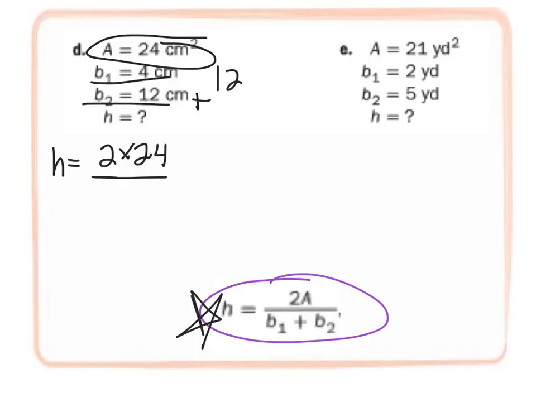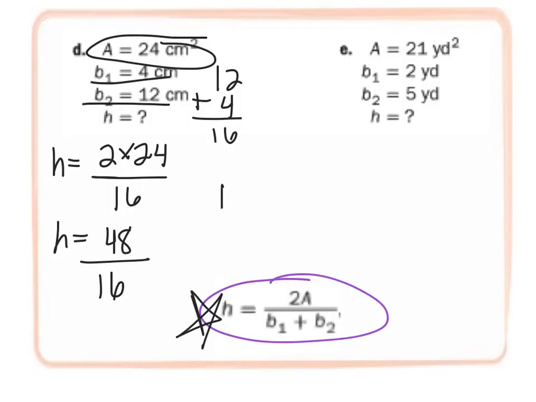12 plus 4 equals 16. So divided by 16. Now I just need to keep doing my work. 2 times 24 is 48. Divided by 16, and I believe that's 3. I'm just going to double check. 16 times 3, 8, carry my 1. Yep, so I know that my h would equal 3 for that problem.